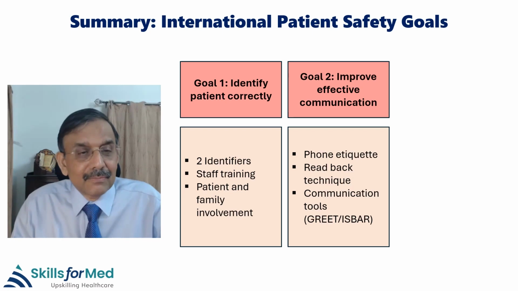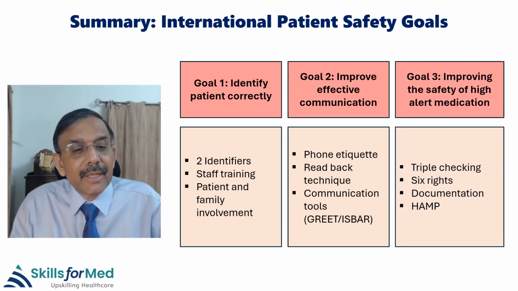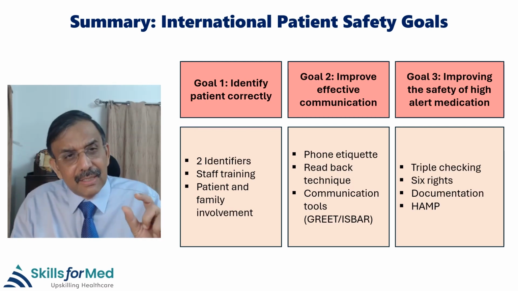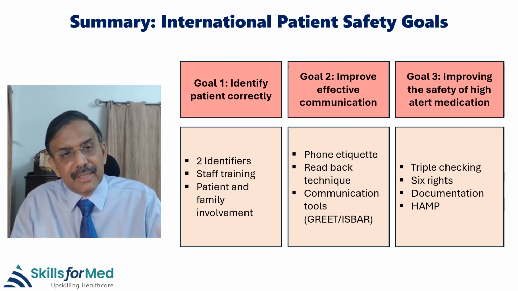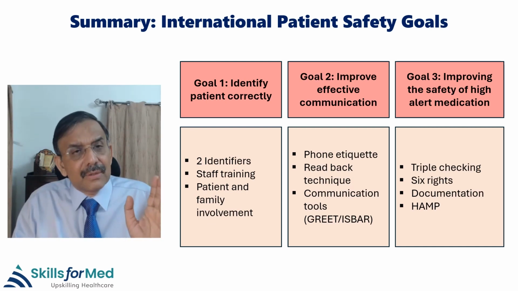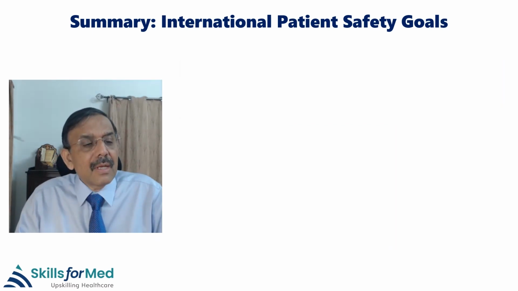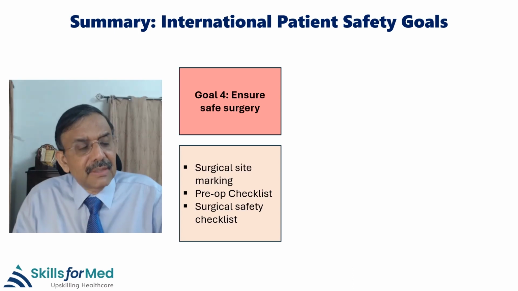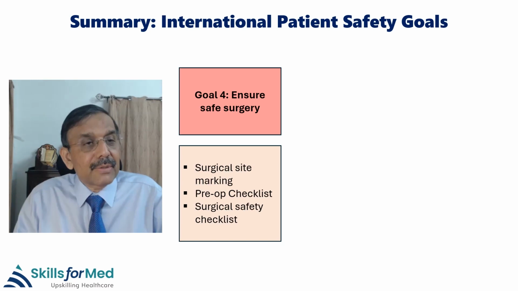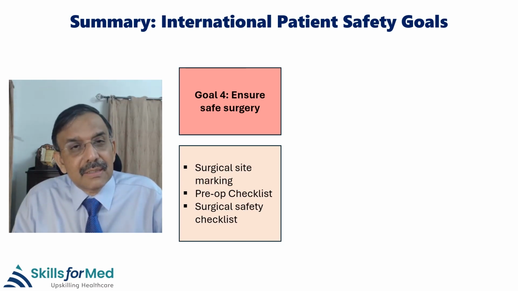Goal number 3 is improving the safety of high alert medication. Triple checking, that is the 5 rights of medication at the 3 moments of medication administration: taking out of storage, while preparing, and before administration. Documenting it in the drug chart, and having a high alert medication policy. Now the 4th goal is ensuring safe surgery. We talked about the importance of surgical site marking, and then the pre-operative checklist and the surgical safety checklist.